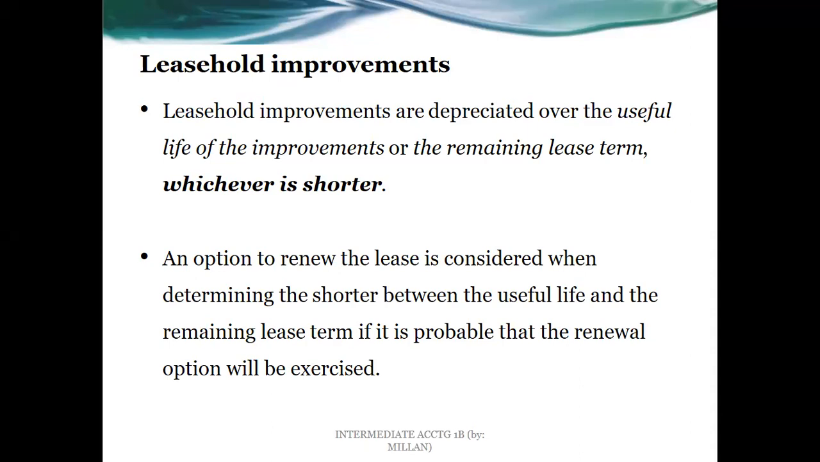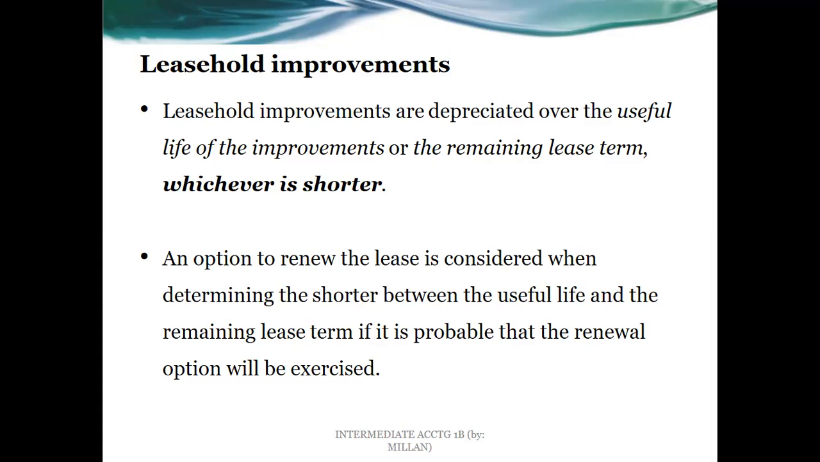Leasehold improvements are basically the additional PPE items that are made out of leasing or renting a certain property or premises. For example, let's say you're renting a building and we made a certain expansion out of that. Or let's say we rented a land and we constructed a certain building for that. So basically that's going to be a leasehold improvement.